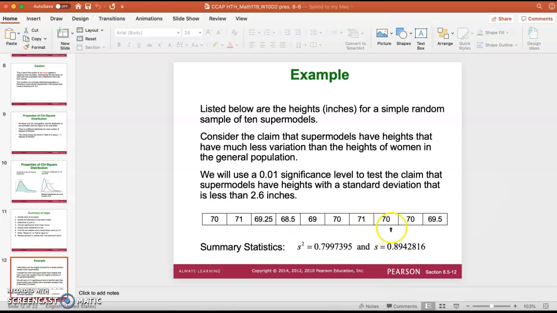From this sample of 10 supermodel heights, the sample variance is 0.7997 and so on, and the sample standard deviation is 0.8942 and so on.